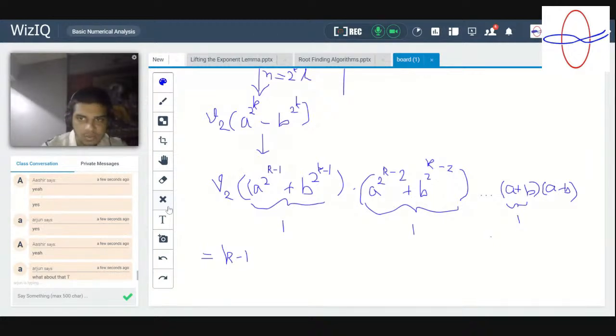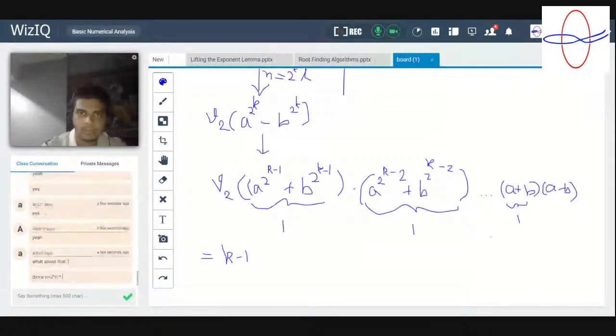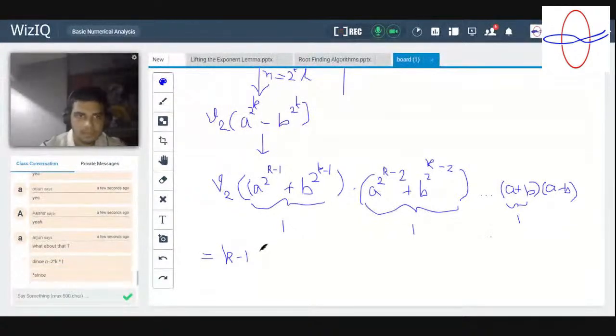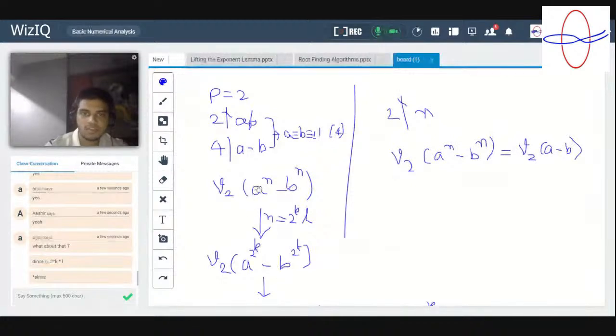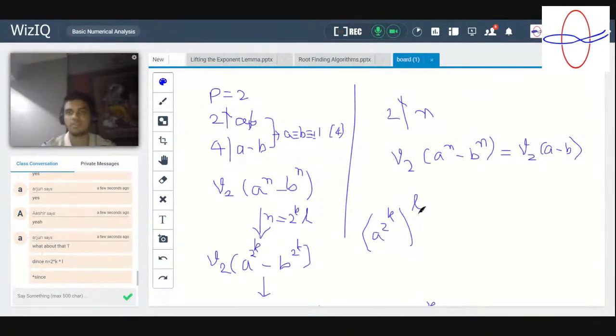Arjun, I didn't get you. Since n is equal to 2 raised to k into L, we've already taken care of L, because 2 does not divide L. So first what we did is, instead of a raised to n, we took the number a raised to 2 raised to k, the whole raised to L, and b raised to 2 raised to k, the whole raised to L.